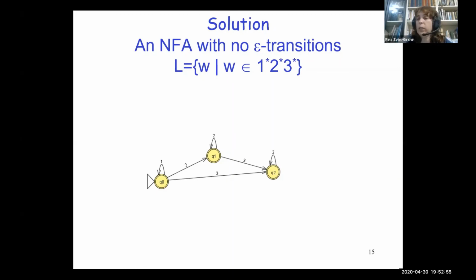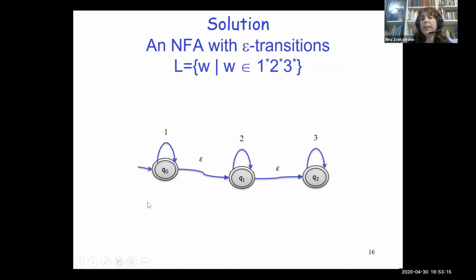Okay, who solved the question? Okay, somebody else? Yeah. So what should we do? Where should I put the epsilon transition? Actually put it, I think, on everything. It doesn't really matter. So I did something like this.